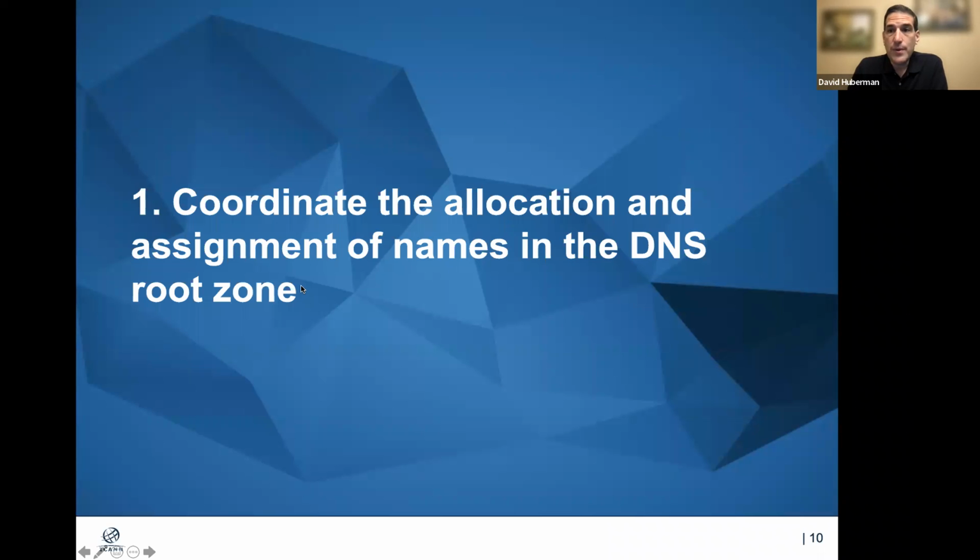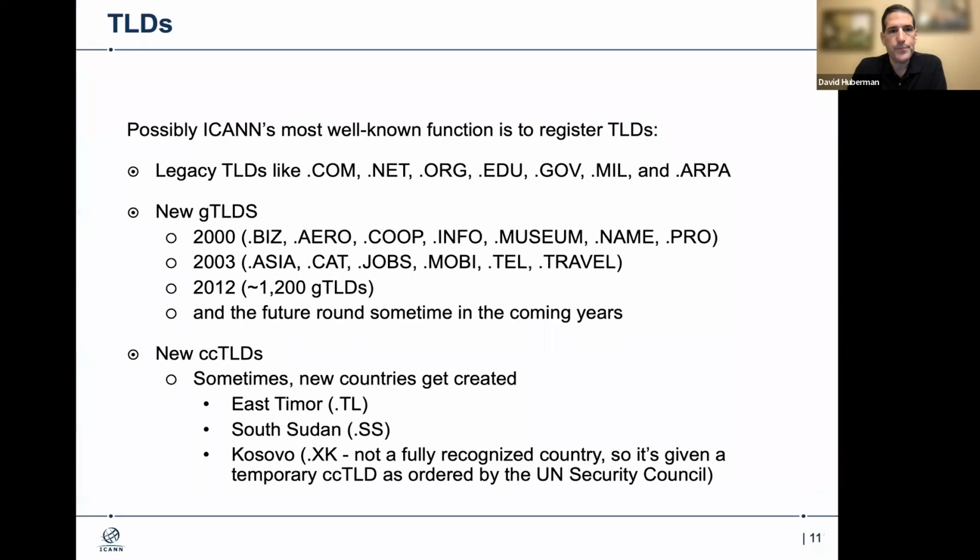So let's talk about the things we can do, and let's talk about them in detail, which, in a way, I hope you'll find interesting. And the first is to coordinate the allocation and assignment of names in the DNS root zone. So this is probably ICANN's most well-known function. In the beginnings of the internet, beginnings of the DNS, we started with 7 top-level domains: com, net, org, which was supposed to be for non-profits, edu for educational institutions, .gov, which is the United States government, because the United States funded the creation of the internet, .mil, which is the United States military, and a very special and important infrastructure TLD, which is used today called .arpa. This is used for technical facilities like reverse DNS.